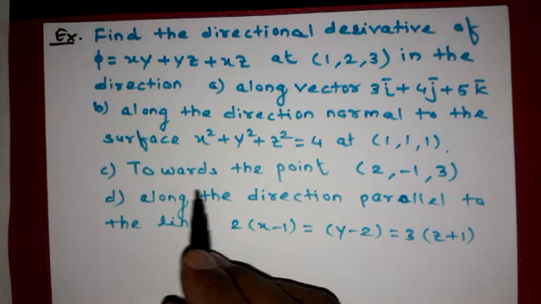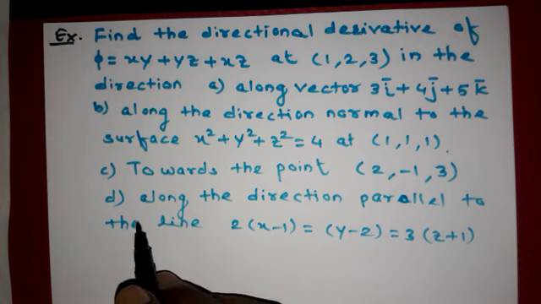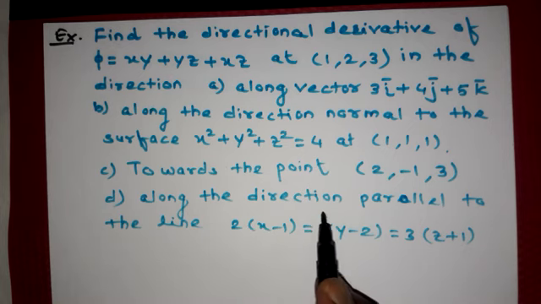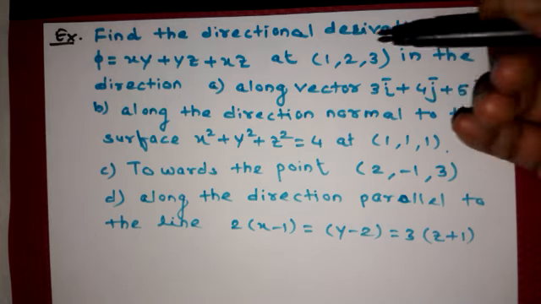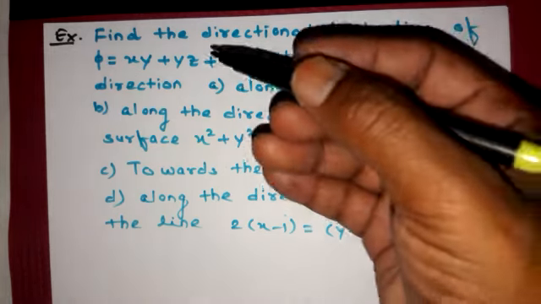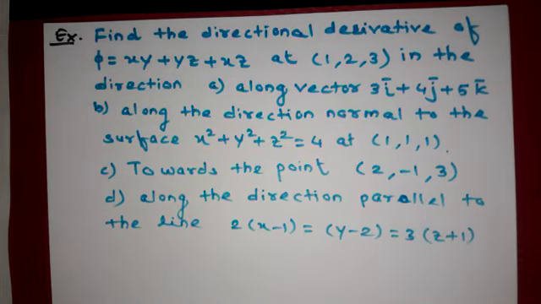Third one is towards the point (2, -1, 3), and fourth one is along the direction parallel to the line 2 into x minus 1 is equal to y minus 2 is equal to 3 into z plus 1. So this is the big question. Here del phi is common for us, or function phi is common for all examples, so we take all four in one step. One by one we are going to solve it.